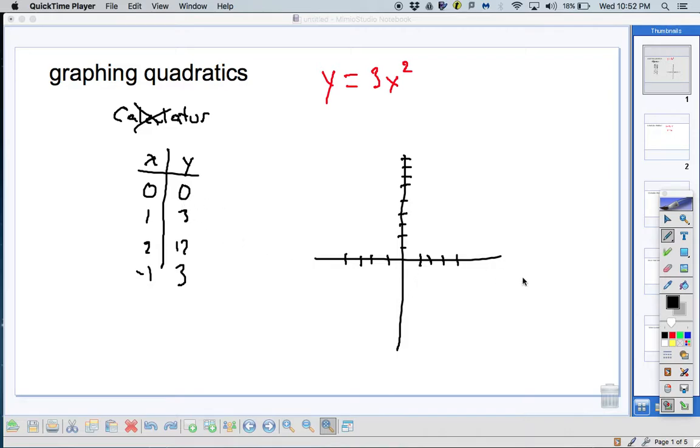So first point is 0, 0, so we're going to go ahead and put a dot at 0, 0, which is right there. And then we got 1 up to 3. 2, 12 is going to be somewhere way up here. And then -1, 3. And if you see by now, we're already forming that parabola. So we're going to just complete the parabola by going through the dots that we have. And I've now graphed the parabola by hand.